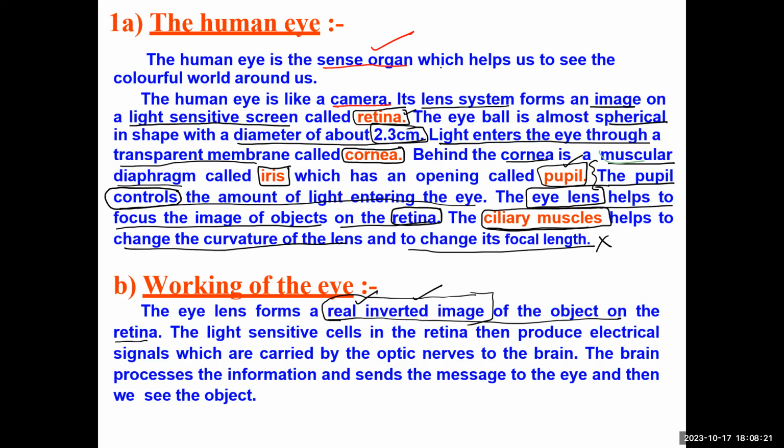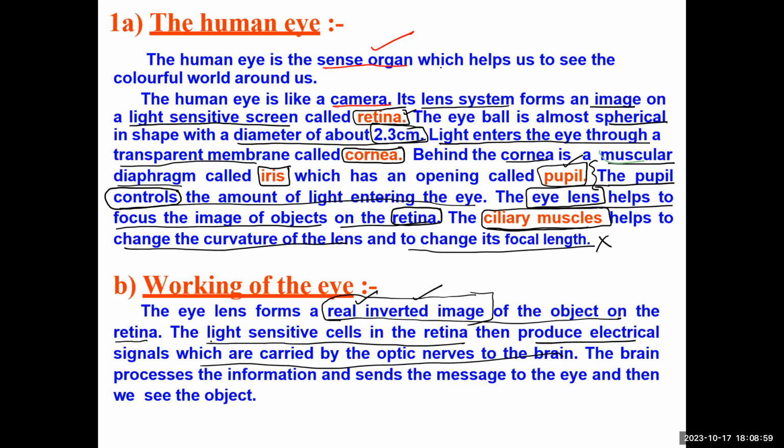Then the light sensitive cells in the retina produce electrical signals which are carried by the optic nerves to the brain. What are the light sensitive cells? It is the retina. The retina has some cells. The retina, which is called a light sensitive screen, has cells that sense the light, and then it produces an electrical signal, and these electrical signals are sent to the brain.